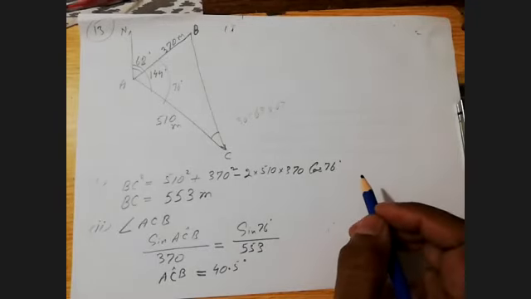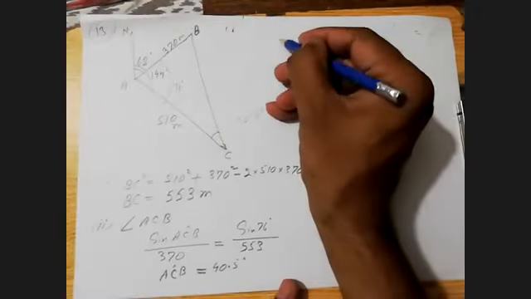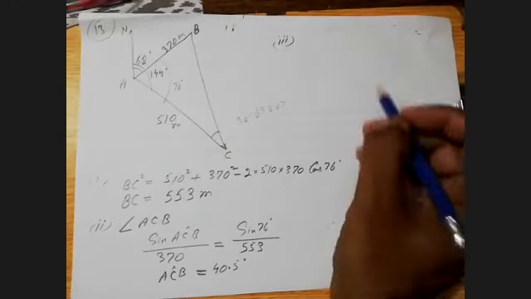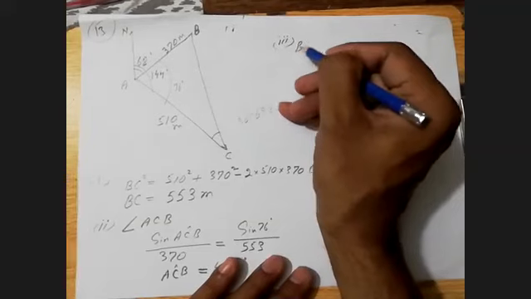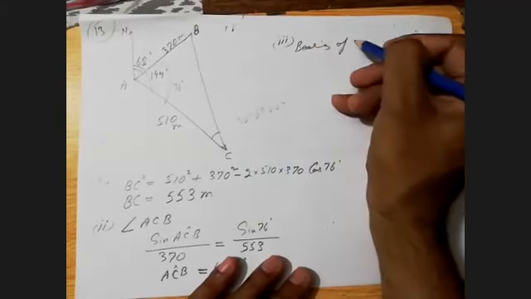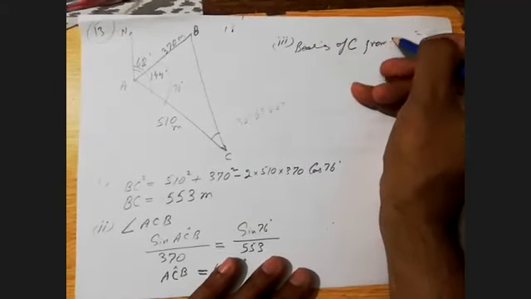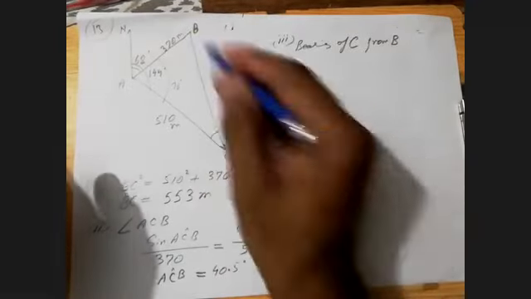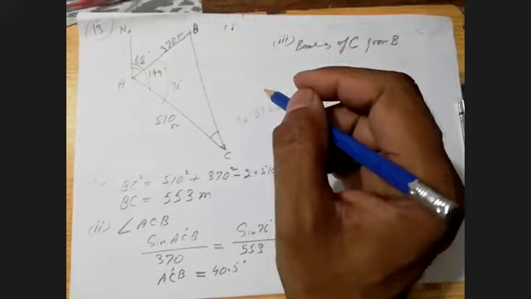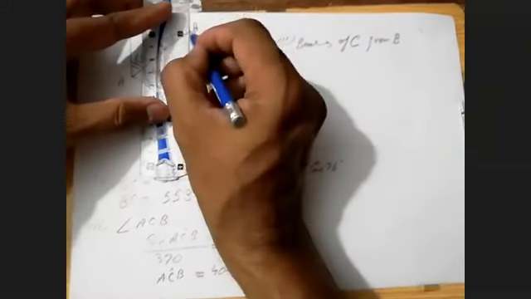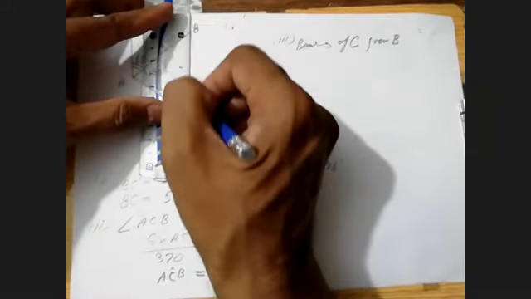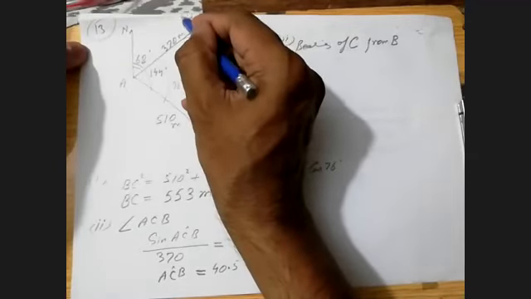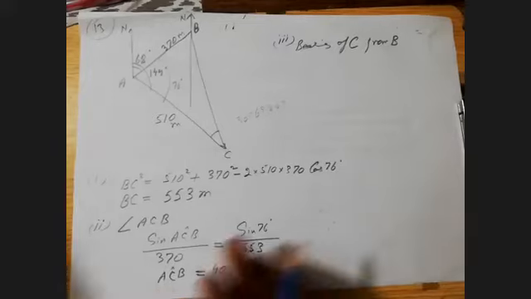Now the third part, the bearing of C from B. Bearing of C from B, obviously we have to draw a north on B. I am mentioning a line like this, which can be considered like north at B. I am writing a small n here to show the north.